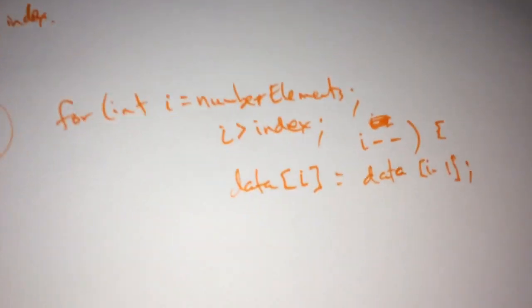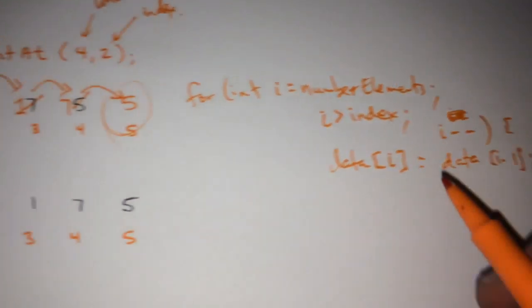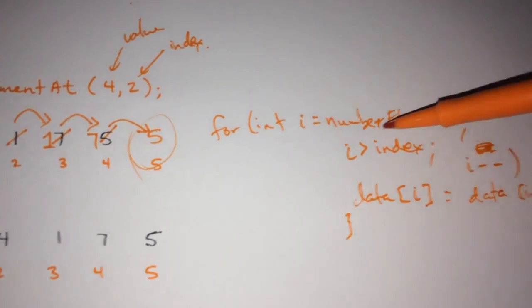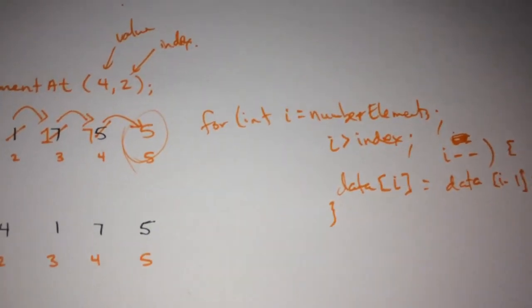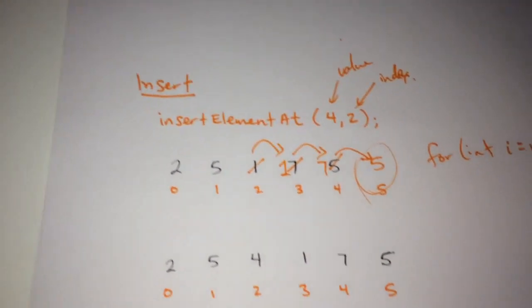Sorry, that's really hard to read. You do that copy all the way along. And that goes as long as i is greater than index. When i is equal to index, it's not going to look down below. So that's how you copy. That's the shuffling, copying everything up one at a time.